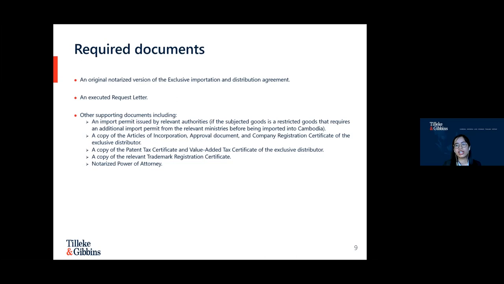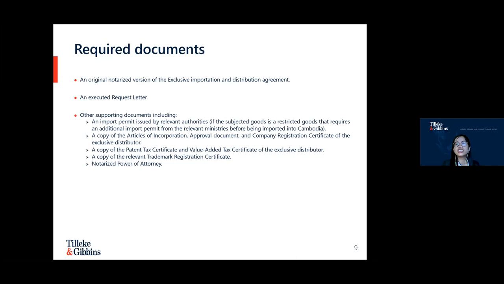And then you also need to provide a copy of the articles of incorporation, approval document, and company registration certificate of your local distributor in Cambodia, a copy of the patent tax certificate and value added tax certificate of your local distributor in Cambodia, as well as a copy of the relevant trademark certificate. And that also means that you could only record your exclusive right if you have a trademark right registered in Cambodia.